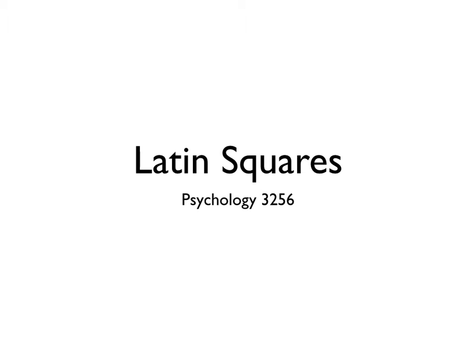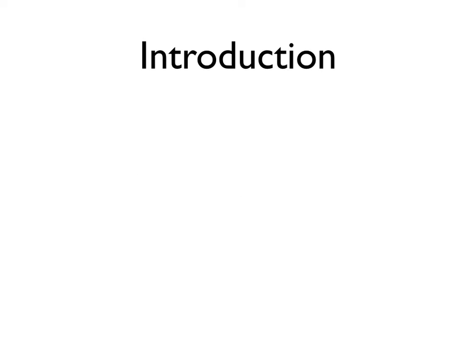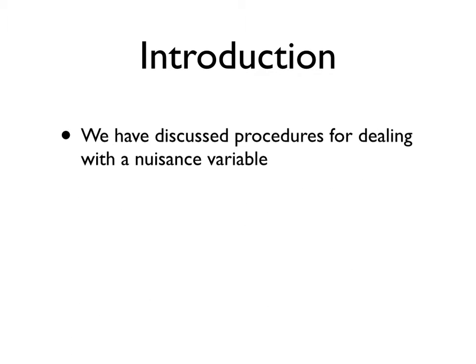No problem. Okay, so we talked about a strange design last time, which was the hierarchical design. Today we're going to talk about another strange design, one that's a little more useful and a little less hard to understand as far as interpretation. So this is called the lattice square.